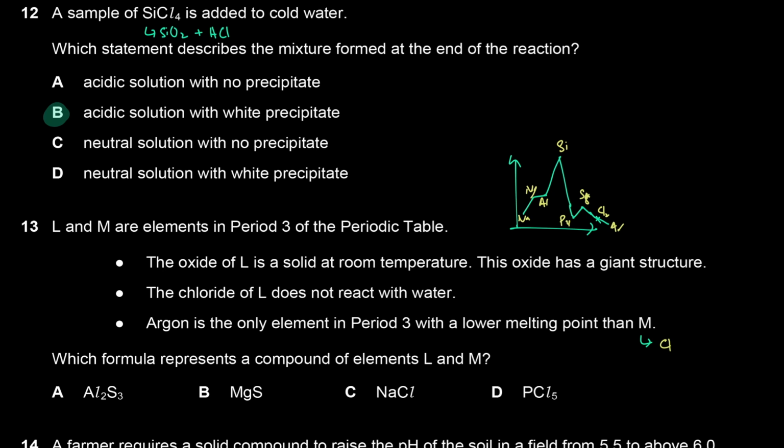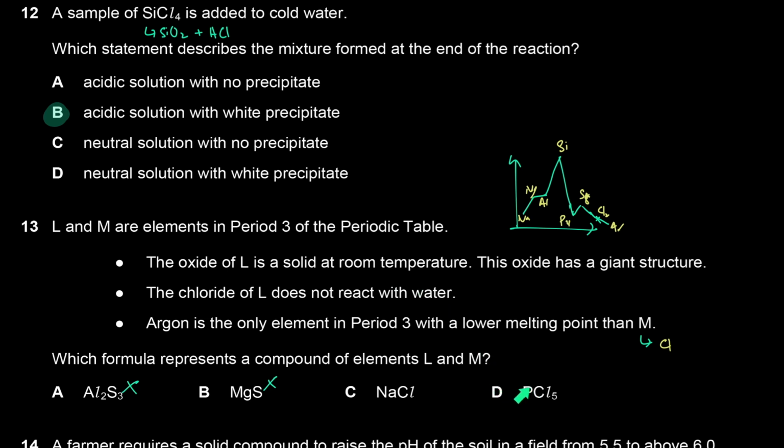So based on that understanding, what can we say? That means that in our compound, chlorine is present. So it has to be C or D. And which of these doesn't react with water at all? It only dissolves in water, but it doesn't react with water. So we know that PCl5, just like SiCl4, undergoes hydrolysis in water. It forms an acidic solution.